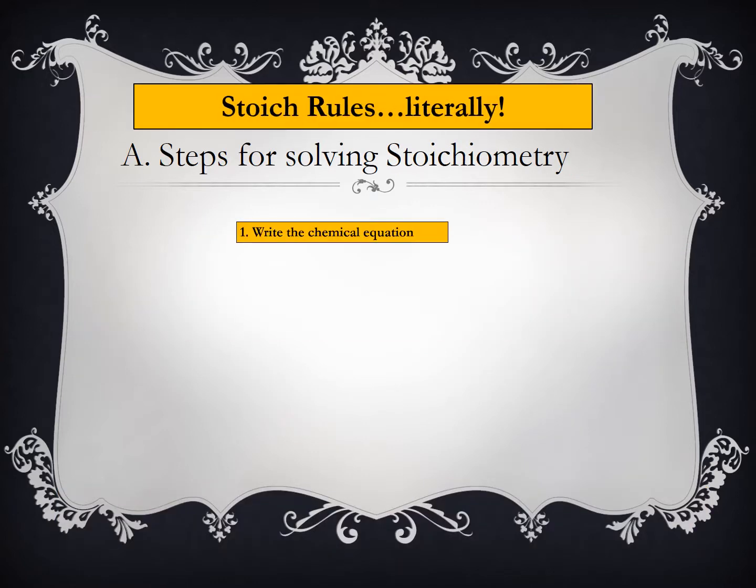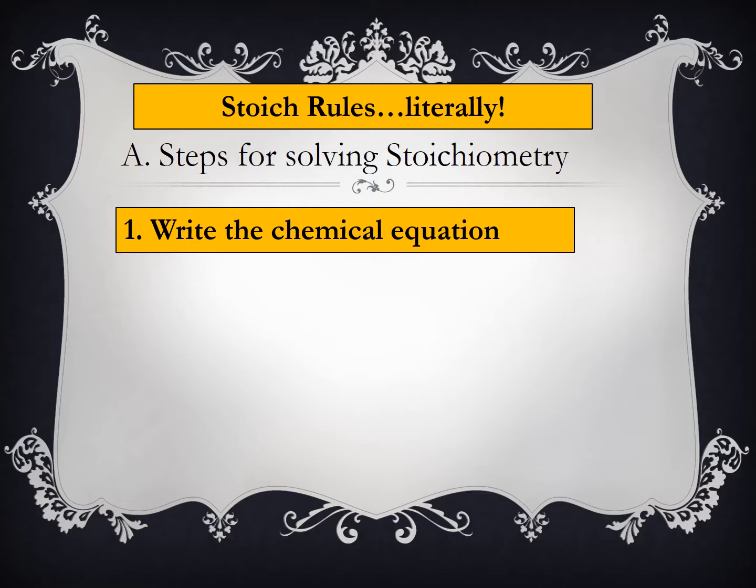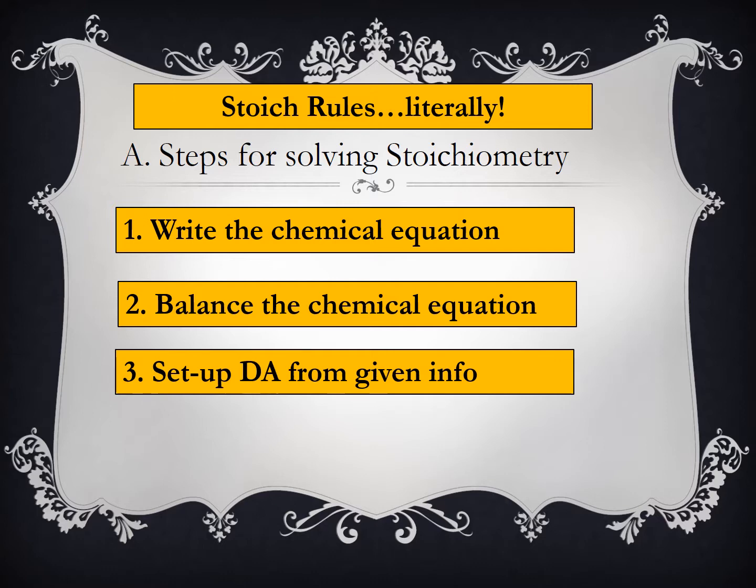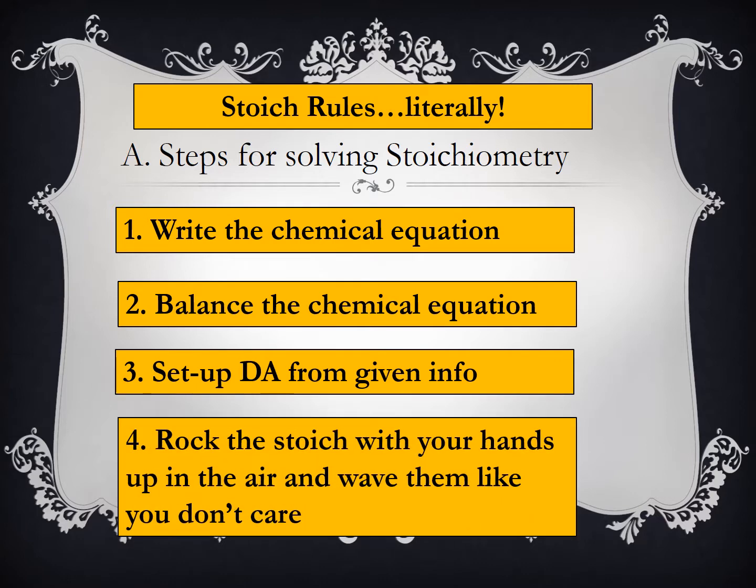So just review the Stoich rules: write the chemical equation, make sure you balance the chemical equation, set up dimensional analysis from the given information, and you rock the Stoich out with your hands up in the air and wave them like you just don't care.